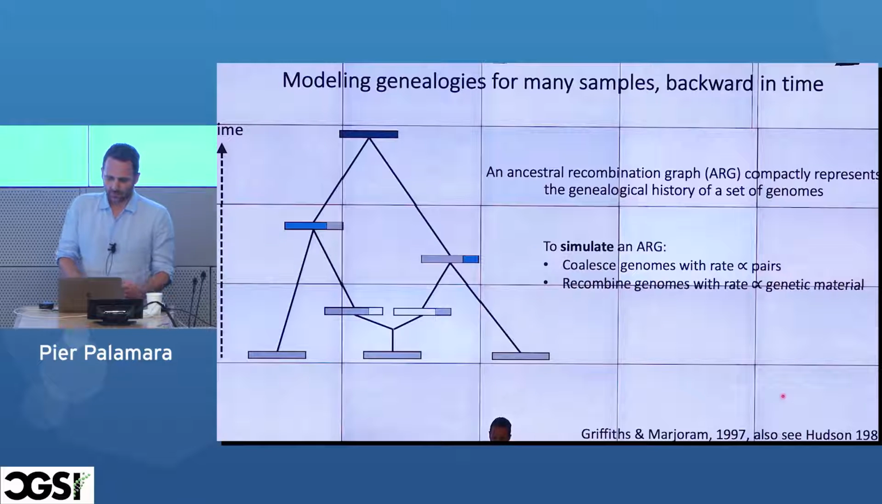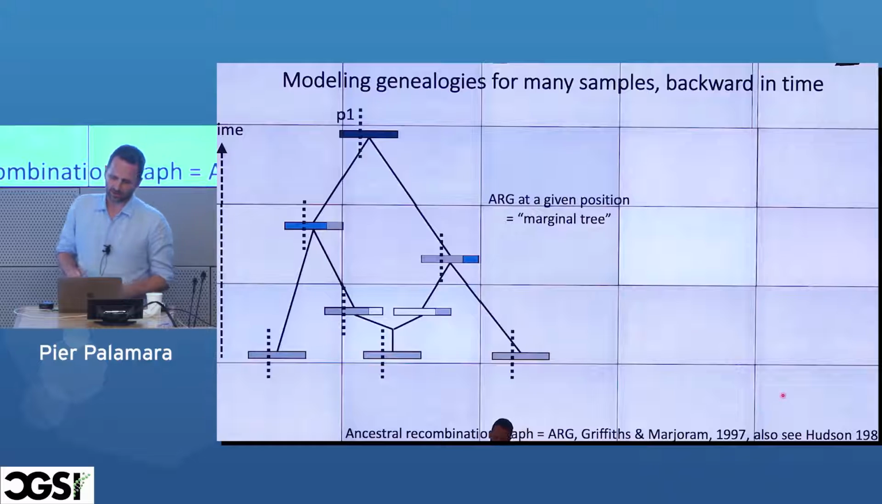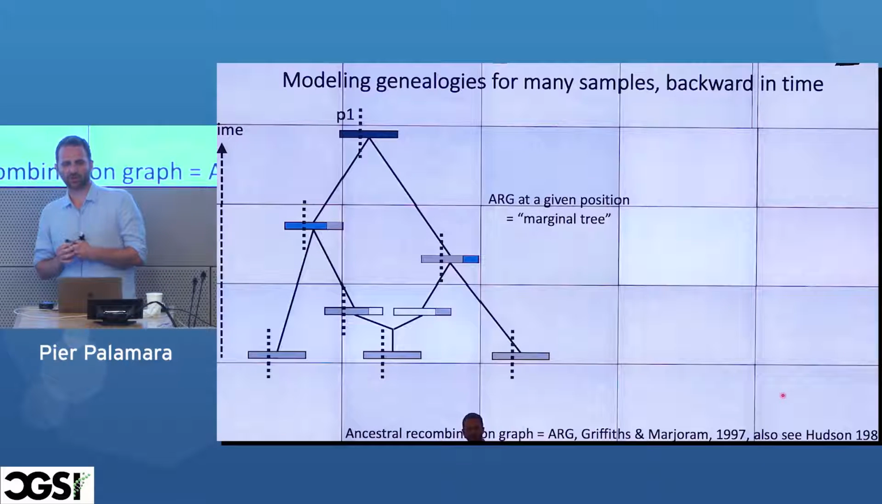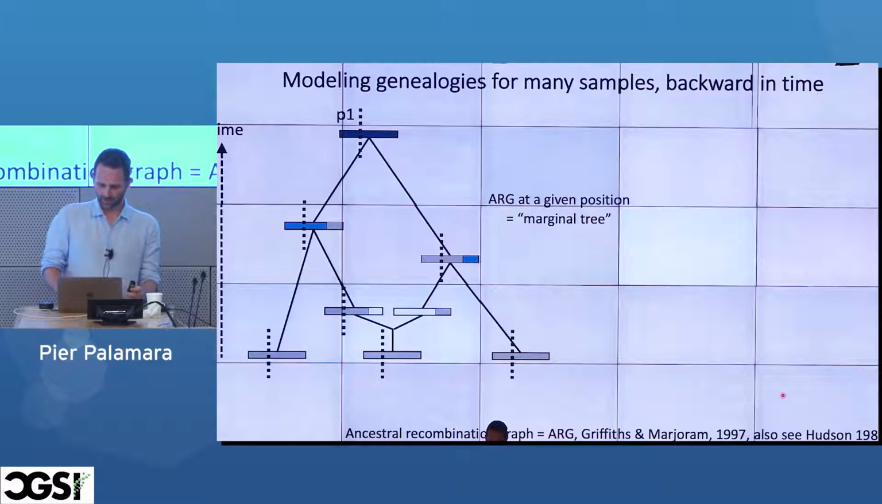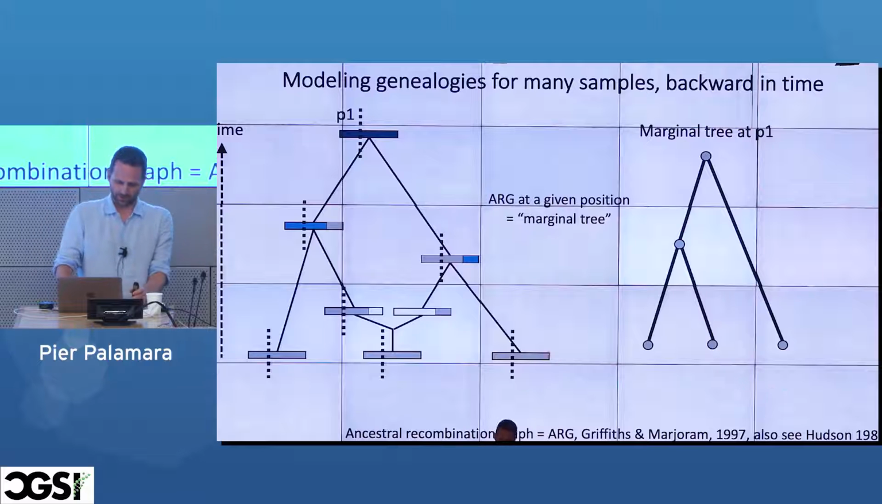The ARG has a number of interesting properties. One of them is that if I slice it at a specific position, so if I only keep the nodes that overlap position, say P1, then what I get is a marginal tree. If you stare at this for a while, maybe you see that when I go backwards in time here, I'm routed to the left because the gray material is on the left, and then I go this way. This node is not really useful because it's just a unary node. I just traverse it without doing much.